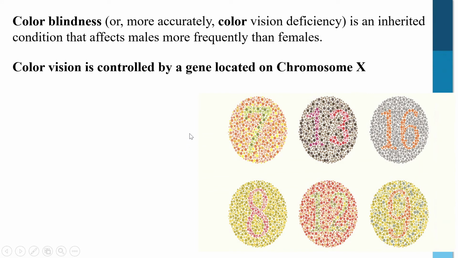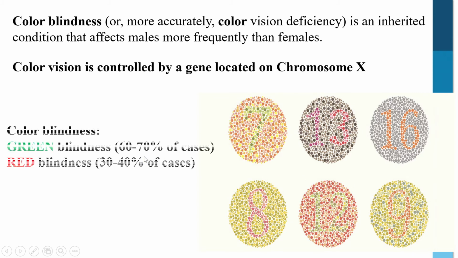So here you have some numbers written. If you can see these numbers, it means you don't have color blindness. Most cases of color blindness, 60 to 70% of them, cannot see green color, and 30 to 40% of them cannot see red color.